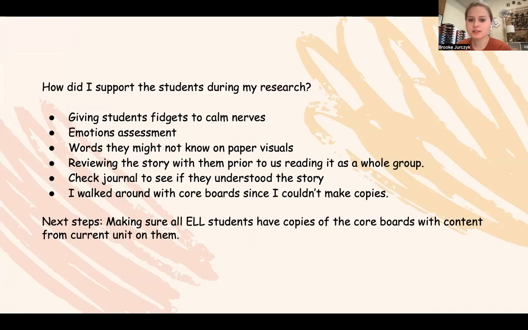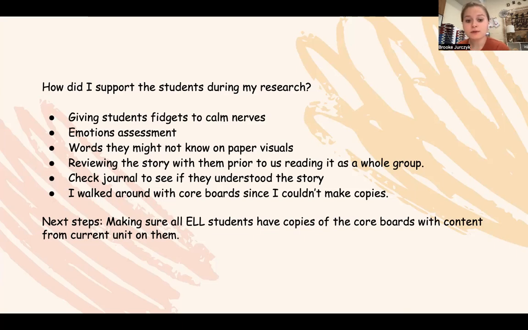So how did I support those students during my research? Here are the things I used. Giving the students fidgets to calm their nerves. I found that a lot of the students were really anxious during these turn and talks. So giving them something to hold on to, not only during the turn and talk, but during writing or group time or any time that they may feel nervous about the conversation they were going to have or speaking with other students, they could use that.